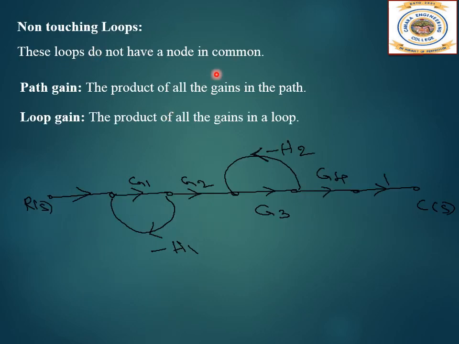Non-touching loops. These are loops that do not have a node in common. For example, take the loop gains here: G1 minus H1 is one loop, and G3 minus H2 is another loop. We don't have any nodes in common. Let me write the nodes: this is x1, this is node x2, this is node x3, this is node x4 and this is node x5. In this case you can observe that loop 1 has nodes x1 and x2, and loop 2 has nodes x3 and x4. They don't have any nodes in common. So these are called non-touching loops.